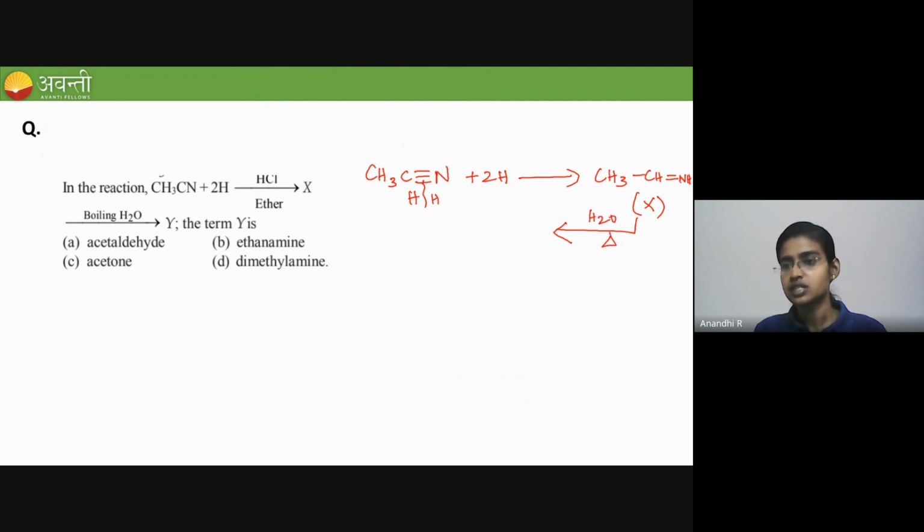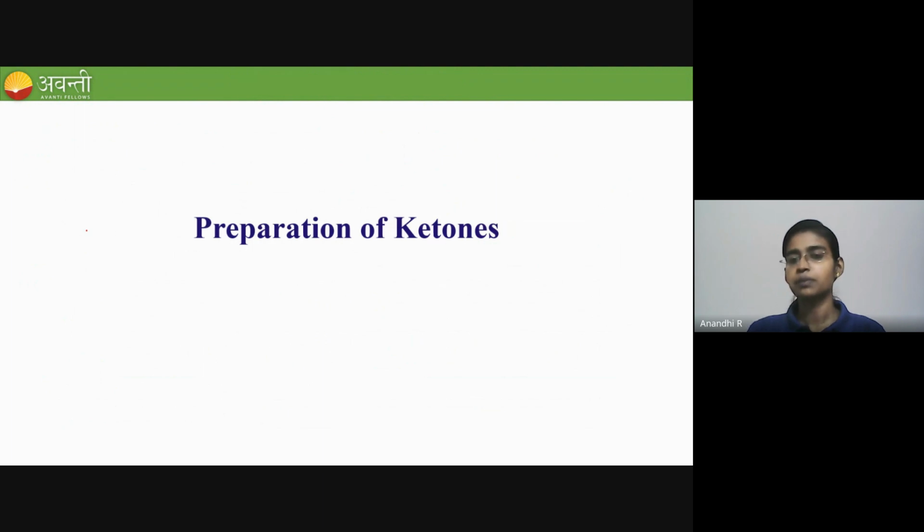So what is this? This NH group will be converted to oxygen, right? So we will get CH3CHO. What is the name of this aldehyde? It is 2 carbon containing aldehyde, which is called acetaldehyde. So acetaldehyde is given in option A. Got it? So I hope everything which we have discussed so far was clear. And now let's move on to the preparation of ketones.